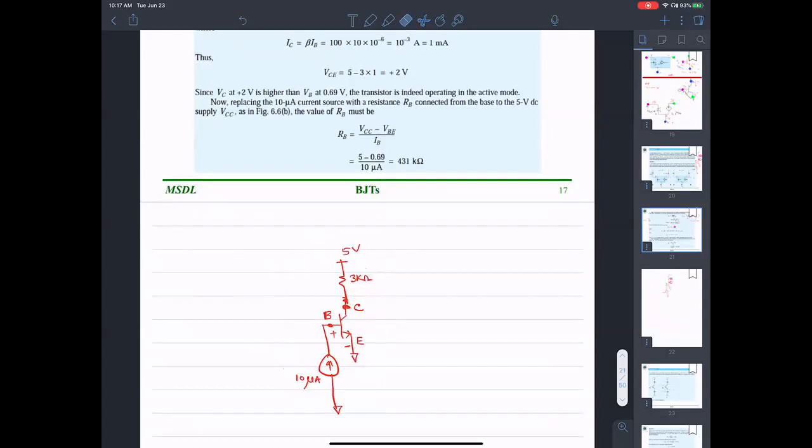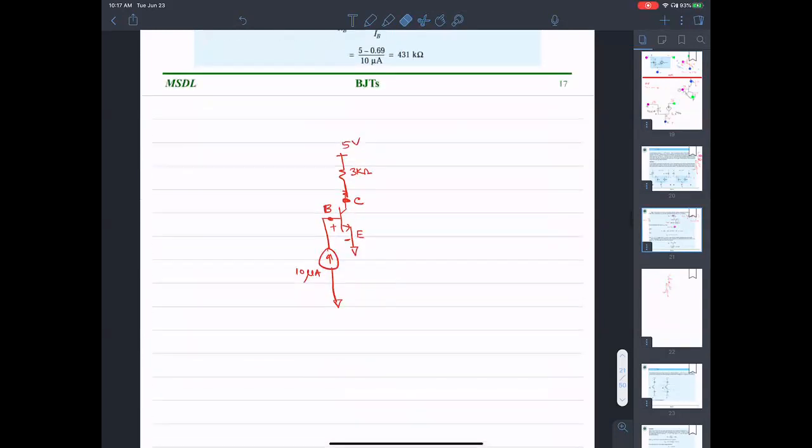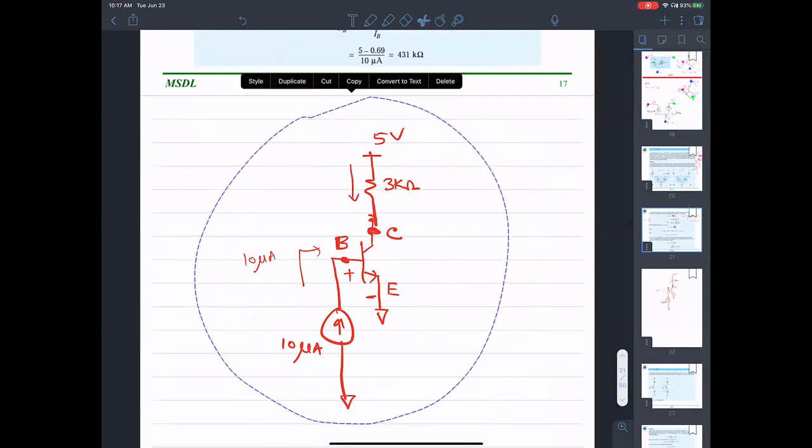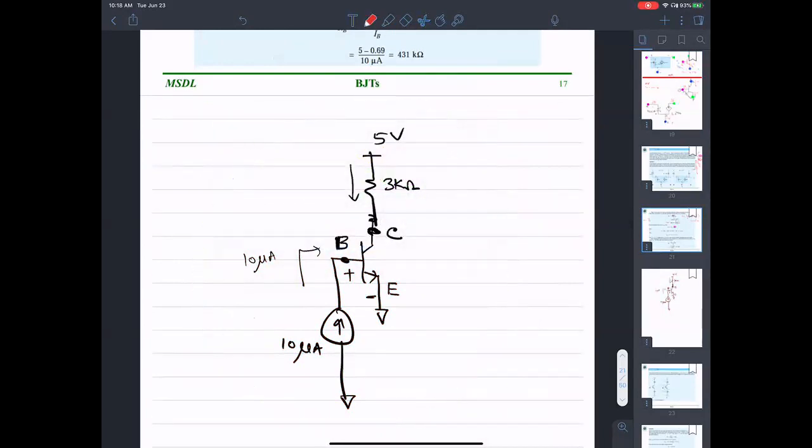It's so straightforward that you can almost do it just by observation. When this guy is 10 microamperes, I know the current flowing in here is going to be beta times IB, because this guy is IB. IC is this guy. Once I have IC, I should be able to find the value of VC.